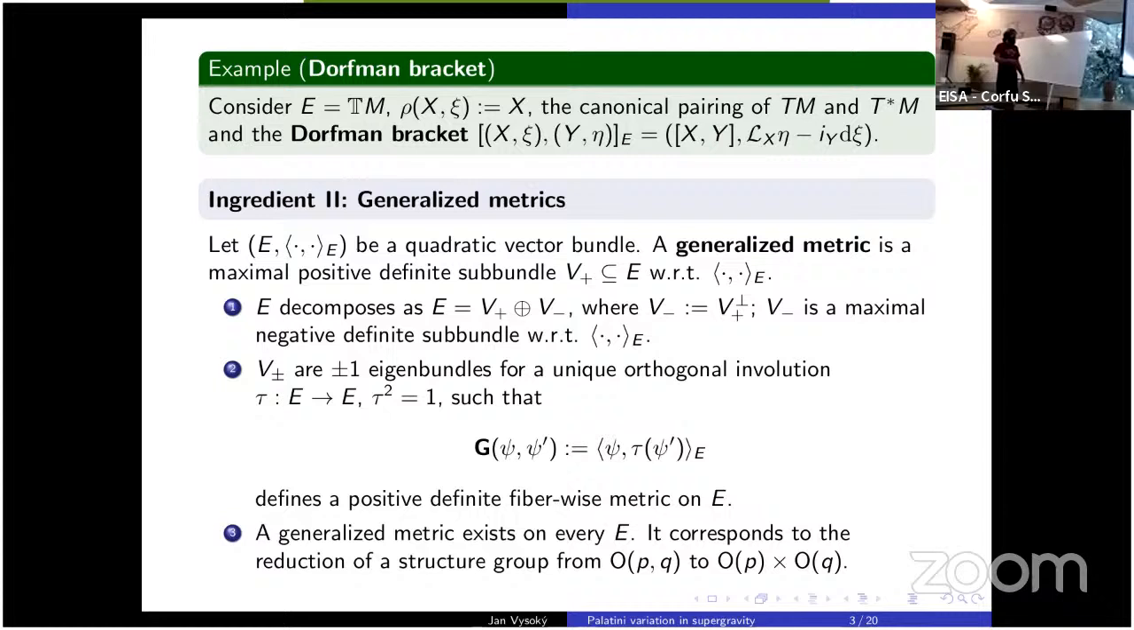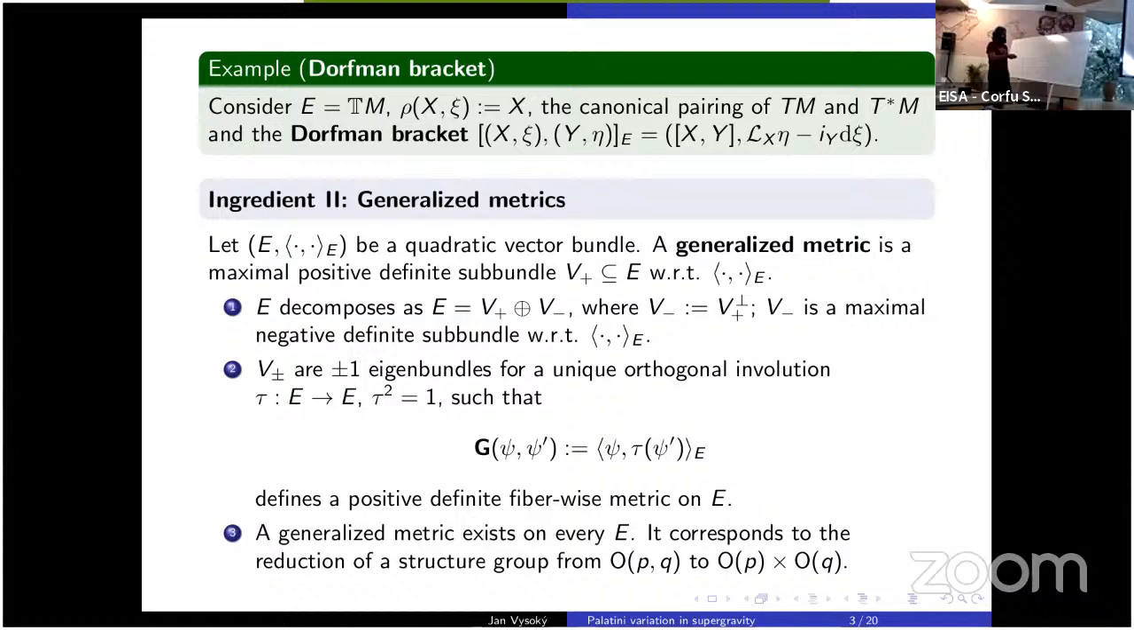But first of all, it allows you to decompose E into direct sum of two subbundles. One is this V plus and one is its orthogonal complement V minus. And it turns out that this in fact is always a maximal negative definite subbundle with respect to this pairing. So you kind of decompose your space onto two subbundles. One is maximal positive, one is maximal negative, and this generalized metric kind of tells you which one.